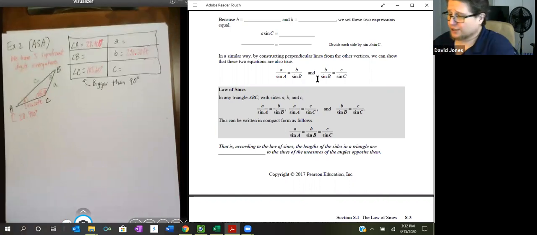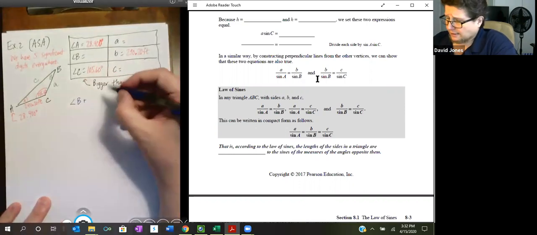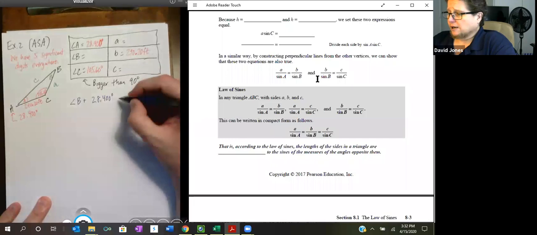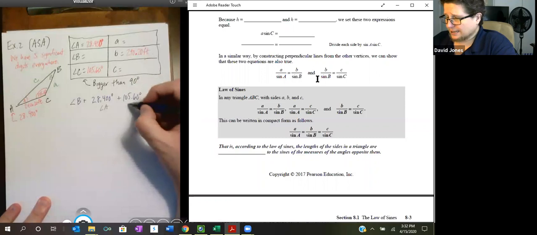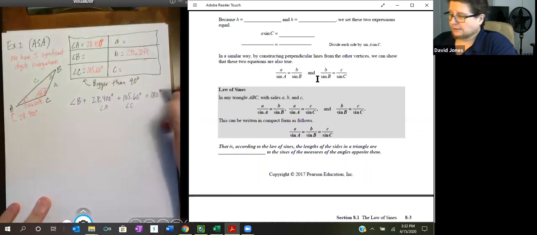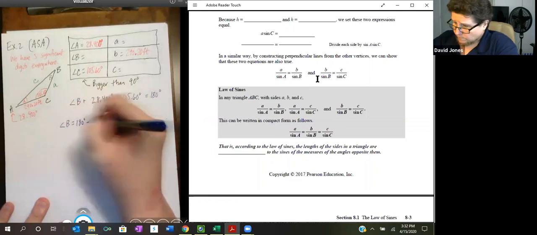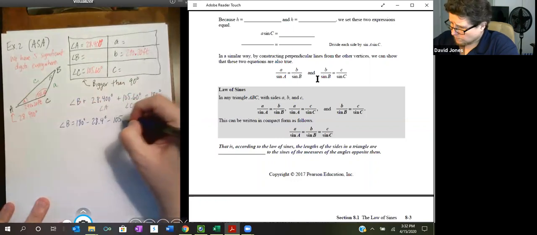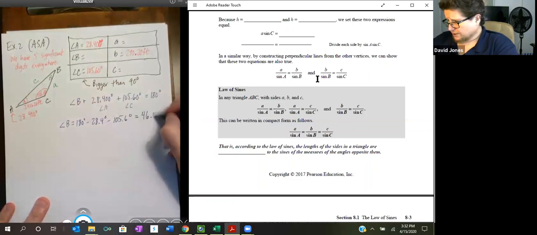So let's find B first. Angle B plus 28.400 degrees plus 105.60 degrees, that's angle A and angle C, equals 180.000 degrees.